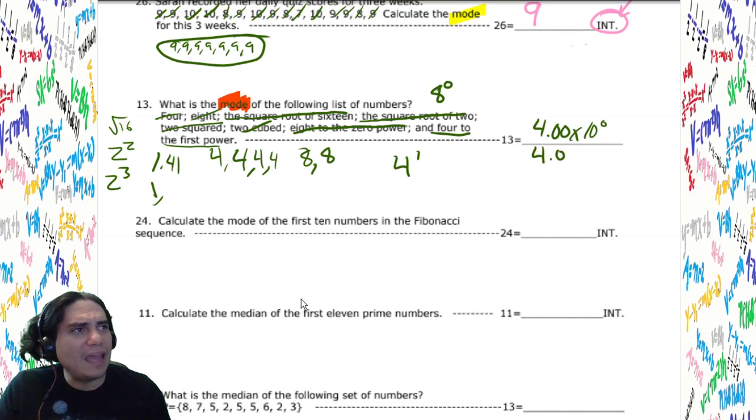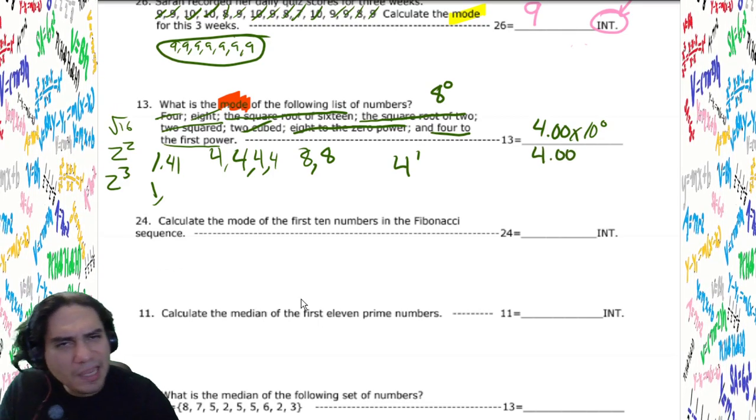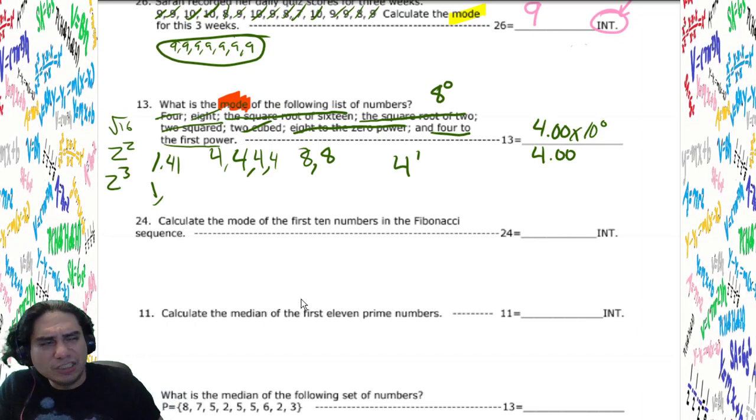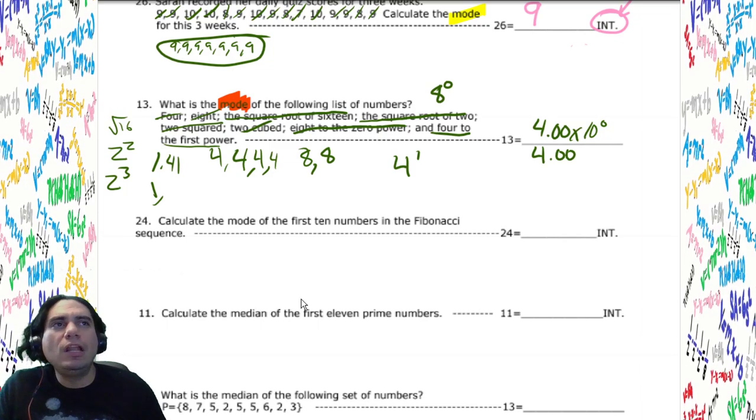Or you could write standard form. Anytime you got times 10 to the 0, the decimal doesn't change places. And we just write it like that, ladies and gentlemen. Easy, easy. So now we got to do one that I really like right here.